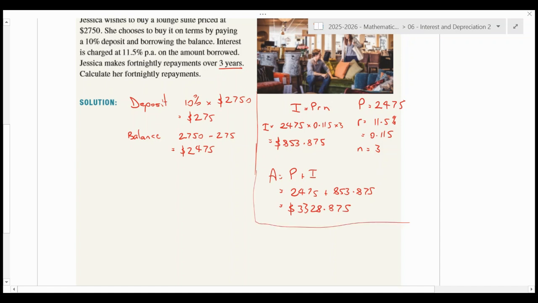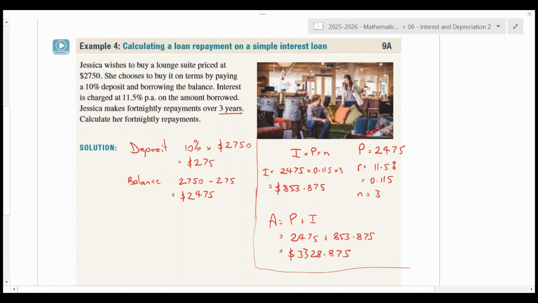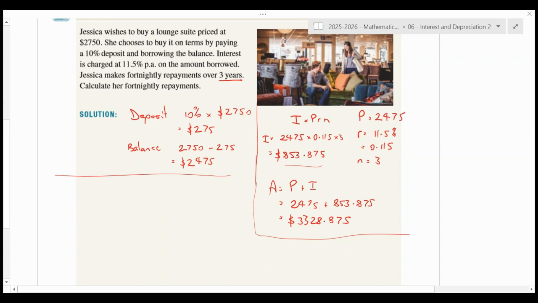Okay, so now we work that out. So what did we do? We worked out the deposit and took that off the initial price to find out the balance that she had to pay. Then we took that balance and worked out how much interest she's going to have to pay on that balance that she's borrowing over 3 years. Then we added that to the principal to work out how much in total she is paying. So she's paying $3,328.875. Okay? So that's it.